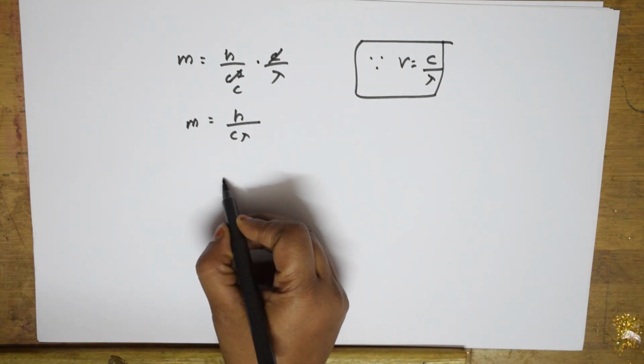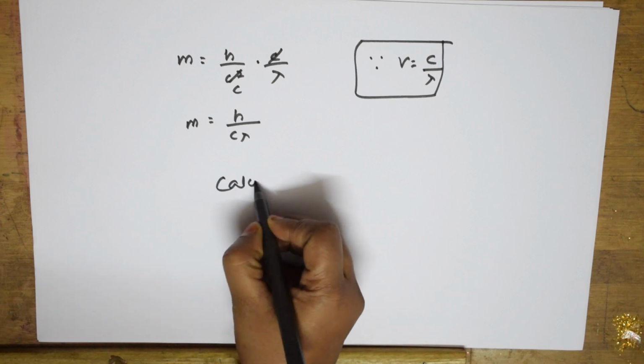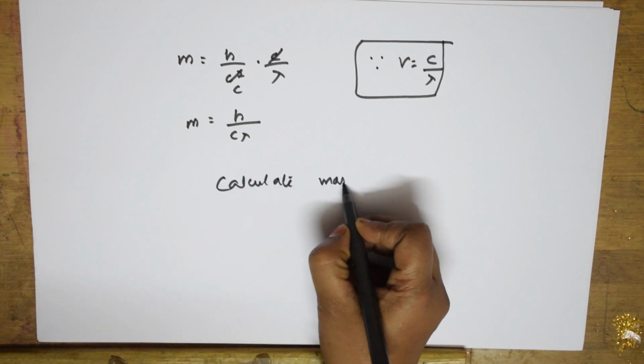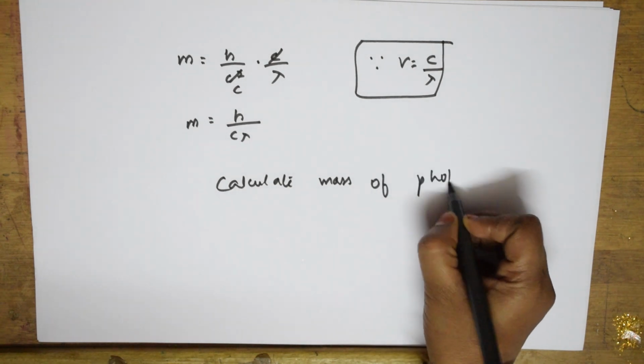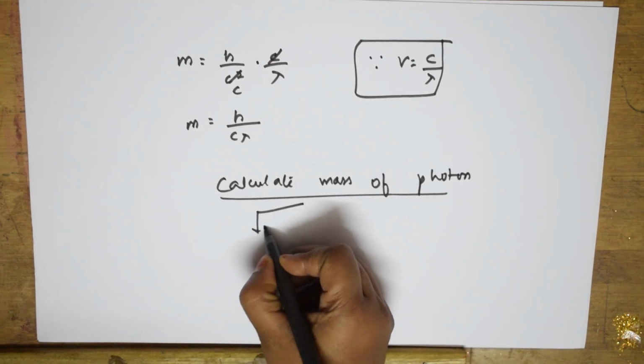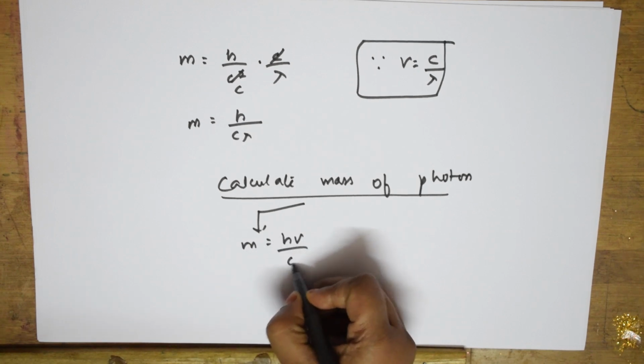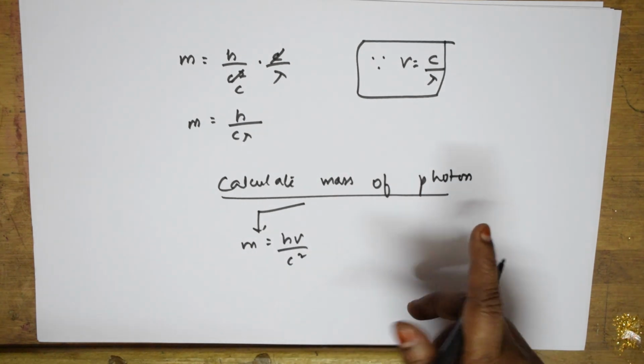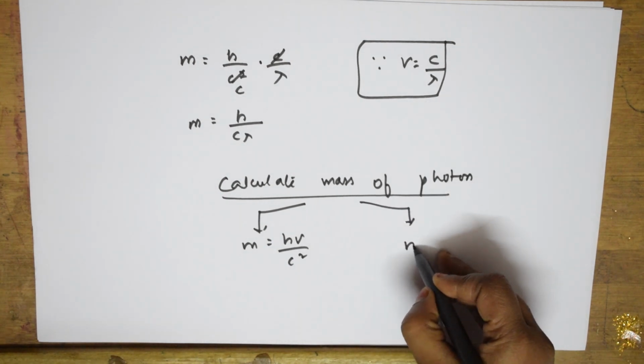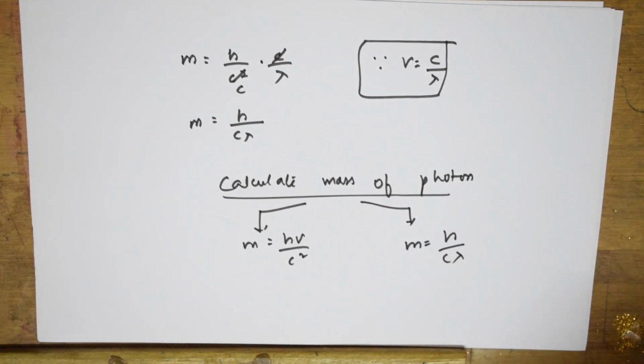So let us write both for calculating the mass of the photon. What are the two formulas which you can use? Always remember the first formula, m is equal to h nu by c square, which we have got from Einstein's equation. The second one, m is equal to h by c lambda. Both equations can easily be used to calculate the mass of the photon. Now I have to come and understand a concept called the de Broglie equation.